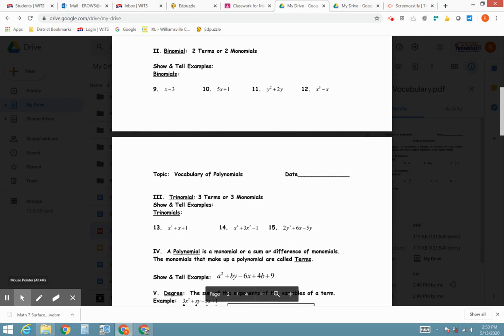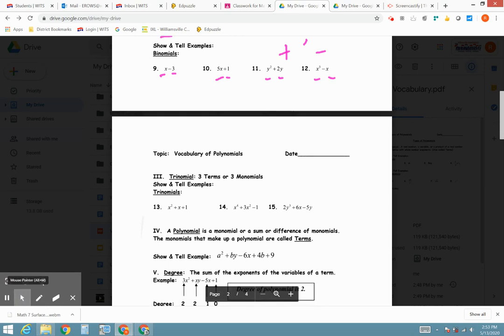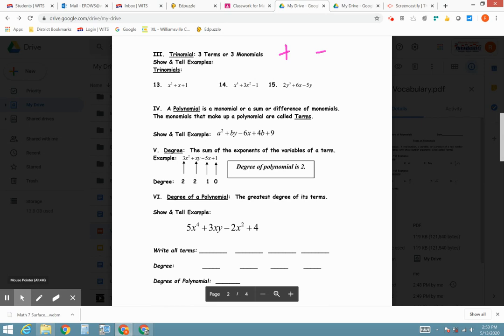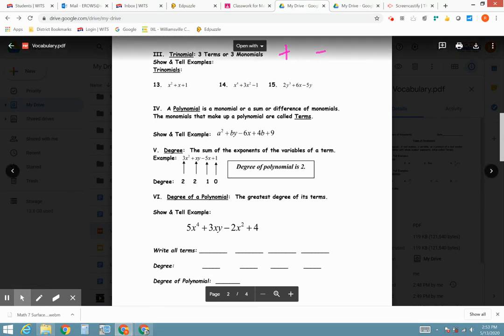So binomials, like a bicycle has 2 wheels. Bi means 2. So 2 terms or 2 monomials put together, and they would be separated by addition or subtraction. Same with a trinomial, except I add an extra term. So same meaning they're still separated by addition and subtraction. But now I'm looking for 3 terms. Tri, like tricycle, has 3 wheels.